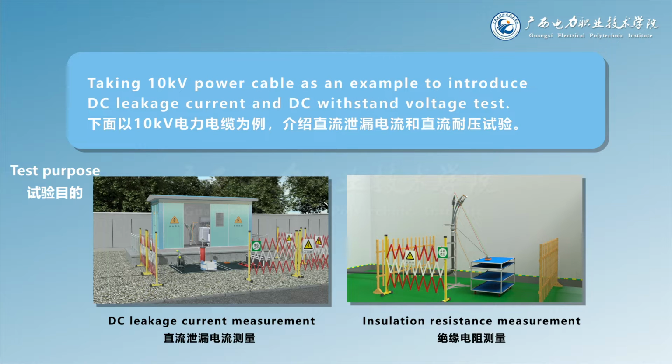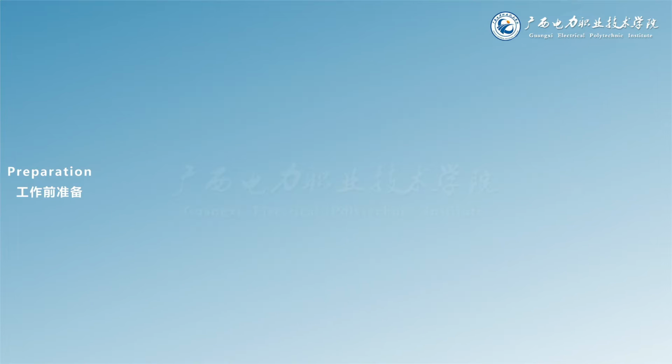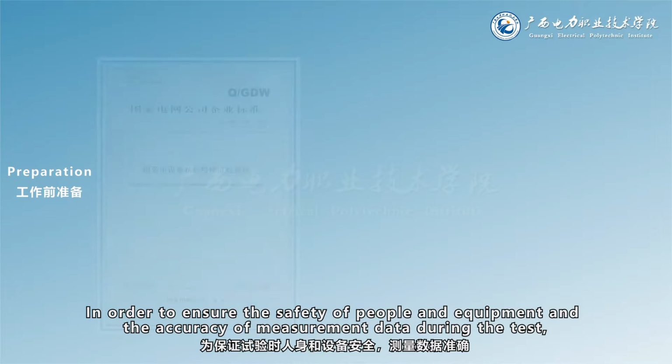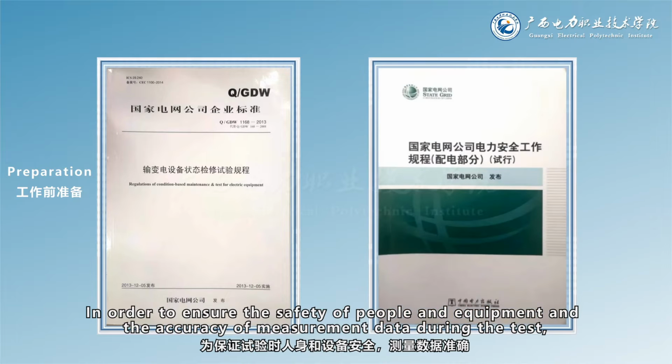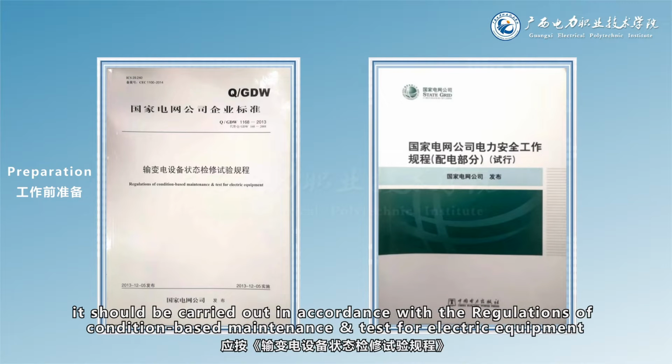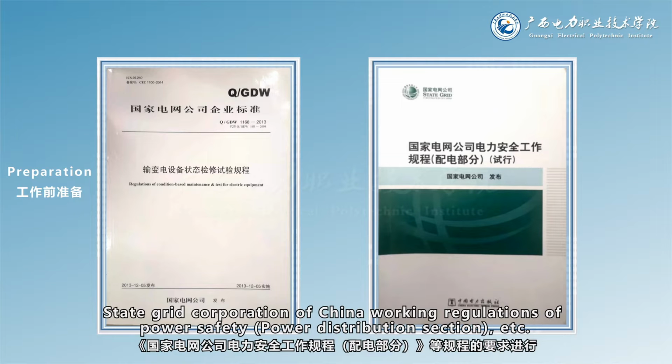Taking 10 kV power cable as an example to introduce DC leakage current and DC withstand voltage test. Preparation. In order to ensure the safety of people and equipment and the accuracy of measurement data during the test, it should be carried out in accordance with the regulations of condition-based maintenance and test for electric equipment, State Grid Corporation of China, working regulations of power safety, etc.